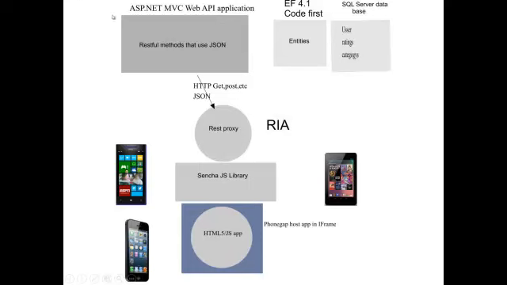So our overall picture looks like this: on the back end, we have our Model View Controller Web API application, and it is going to expose RESTful methods that use JSON to move data back and forth. Any of the methods that we write on our server side are going to be accessible through standard HTTP calls, such as GET and POST. And reiterating, they're going to be made available to any application that can create a RESTful proxy.